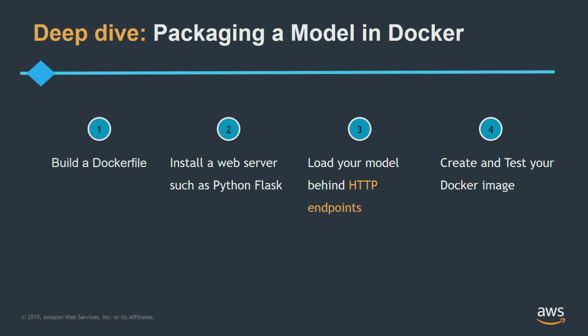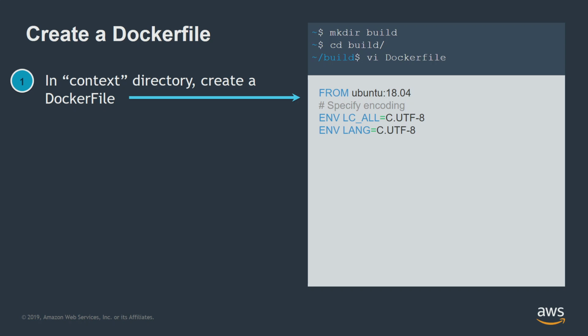So we'll look at building a Dockerfile. If you're familiar with Docker, the Dockerfile is like a recipe of how your Docker image will be built. And then we'll install a web server. We'll also put the model inside. We'll use a mock model in our walkthrough and put that inside the Docker container behind the server. And then we will create and test our Docker image locally.